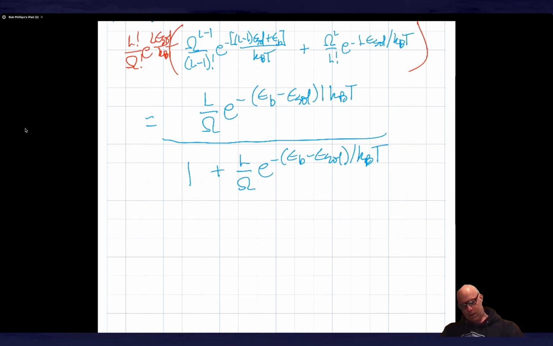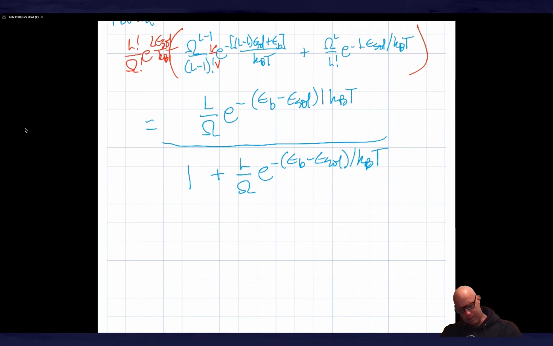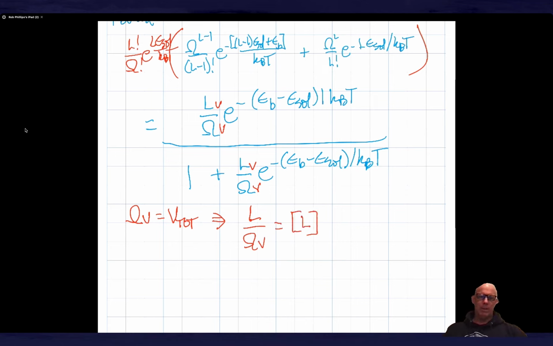If you look at this carefully, it invites us to, for example, multiply top and bottom by little v. Note that omega times v is v tot of our boxes. So that implies that L over omega v is equal to the concentration of L. So that's one observation for you.